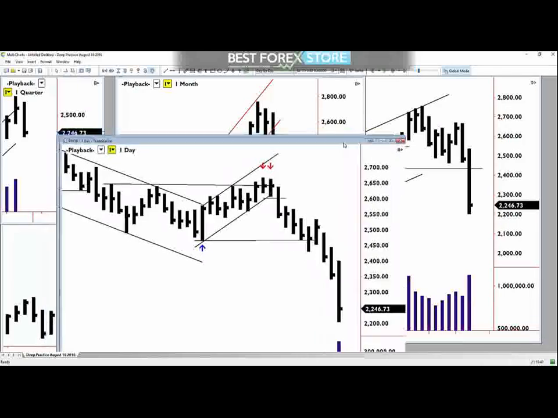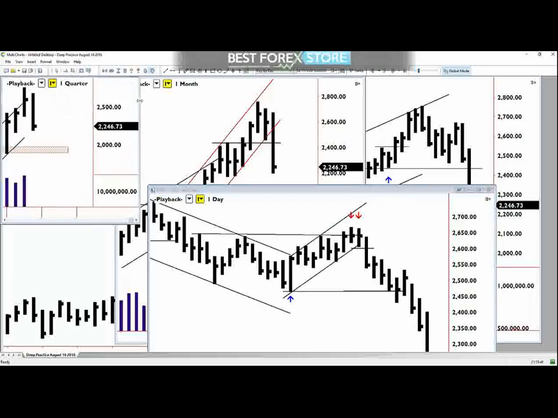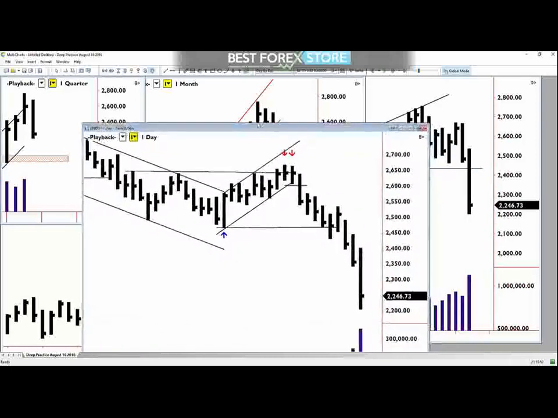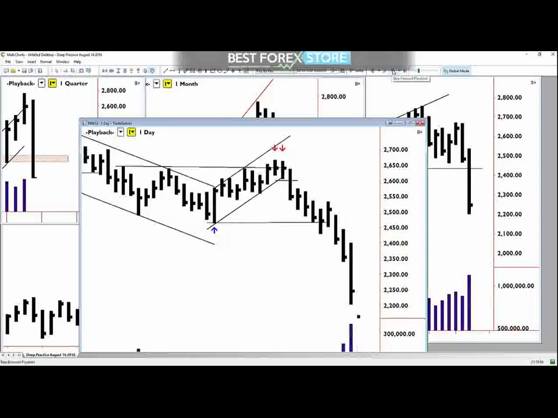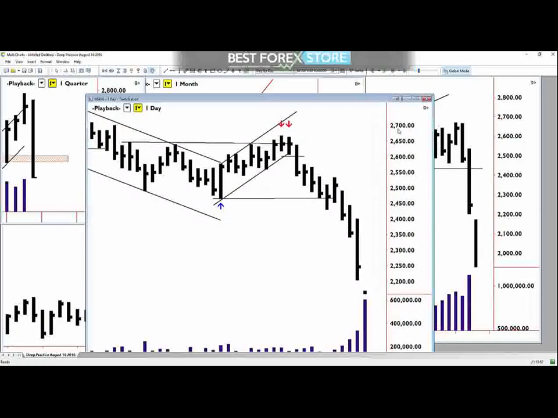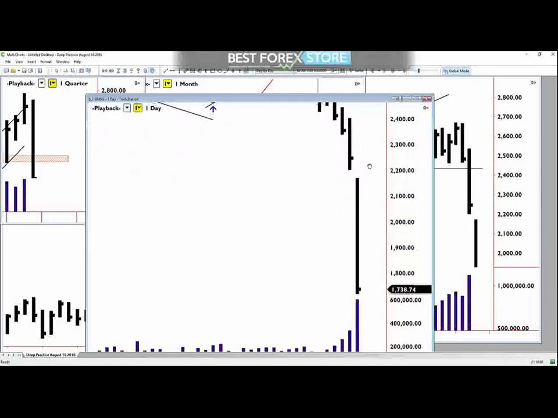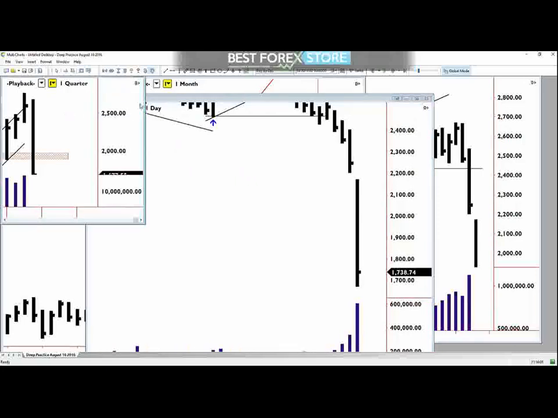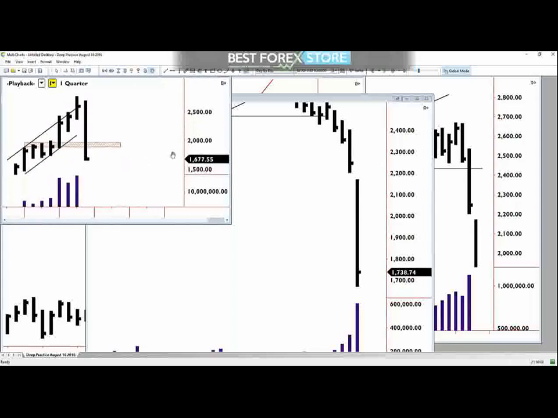Look at that monthly, and the quarterly. Anybody have an idea what this is? We've just blown right through. Look at the quarterly here. We just blew right through our support level.